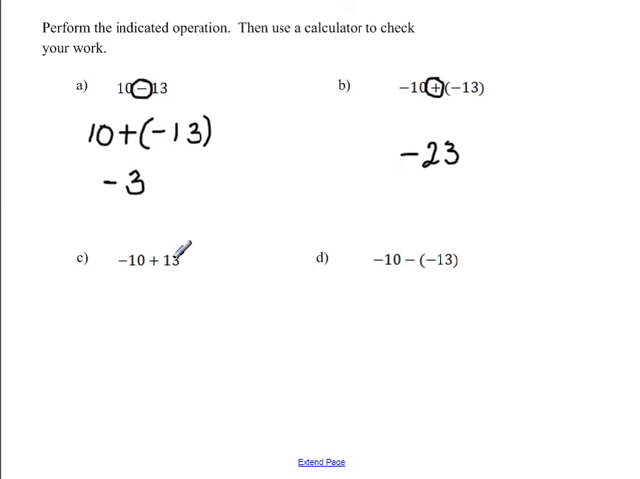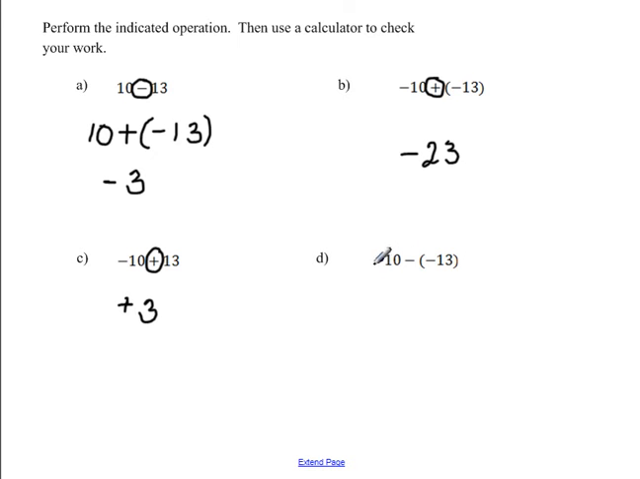In C, again, we have an addition problem, this time negative 10 plus 13. Because the signs are different of these two things that I'm going to be adding, I'm going to take their difference. The difference of 10 and 13 is 3. And I keep the sign of the one with the larger absolute value, which again is the 13. This time my 13 is positive, so my final answer is positive 3. Or I could just say 3 without the plus sign.